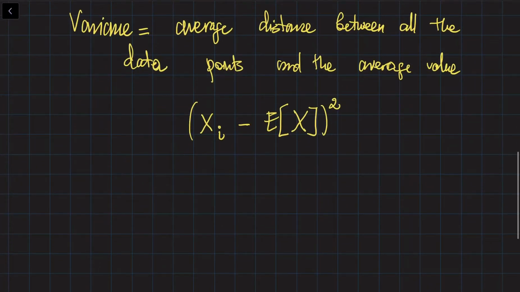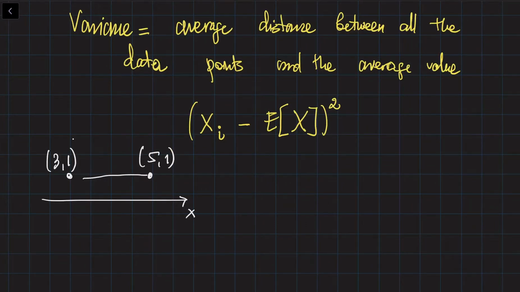So if you remember, for example, if you're given 2 points on the x line, one point with the coordinates 3 and 1, so the x coordinate is 3 and the y coordinate is 1, and another point with the coordinates 5 and 1. If you need to find the distance between these 2 points, you subtract 3 from 5 and square this, because the distance should always be a positive value, right? So if you would like to find the distance between a point and the average value, you need to subtract the average value from the point and square this, because the distance should always be positive.